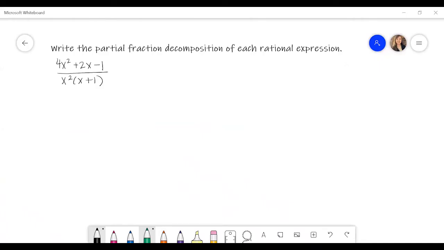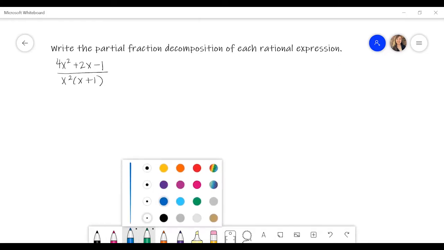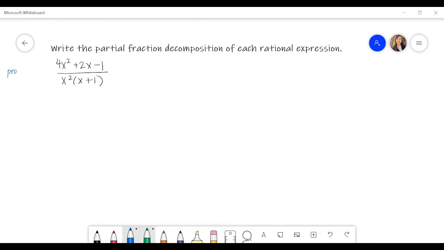Okay, so again, same consistent steps. I think it's really important that we use consistent steps because that way, no matter what the question looks like, we always can kind of attack it in the same way. So our first question is: is this proper?